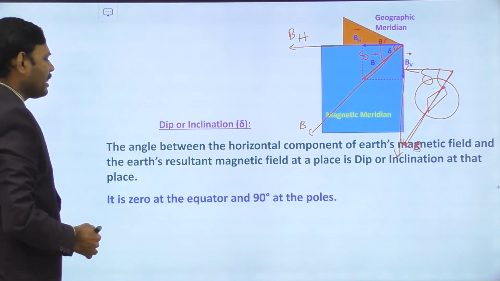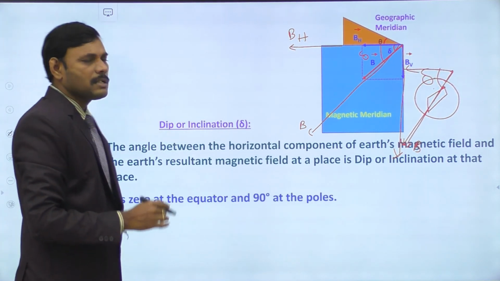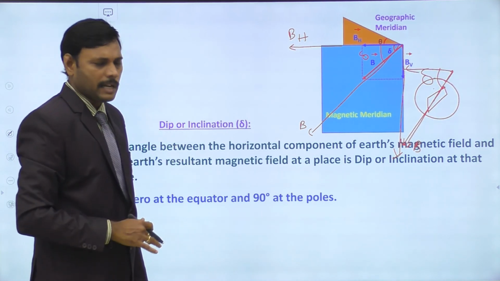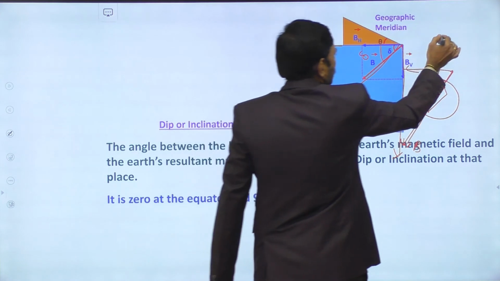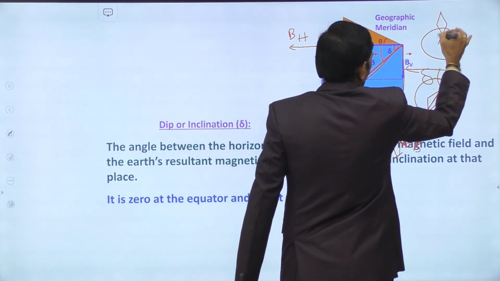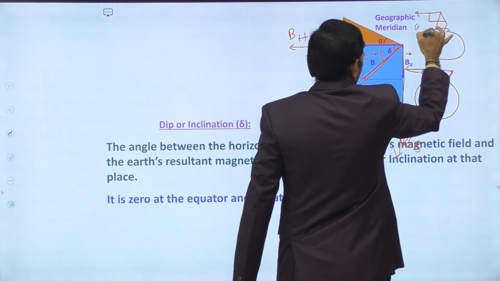Here it is 0 at the equator. A very important point is that at the equator the angle of dip is 0. At the poles the angle of dip is 90, because when you reach the pole of the earth, the magnetic needle aligns vertically. Then with the horizontal it is making exactly a 90 degree angle.